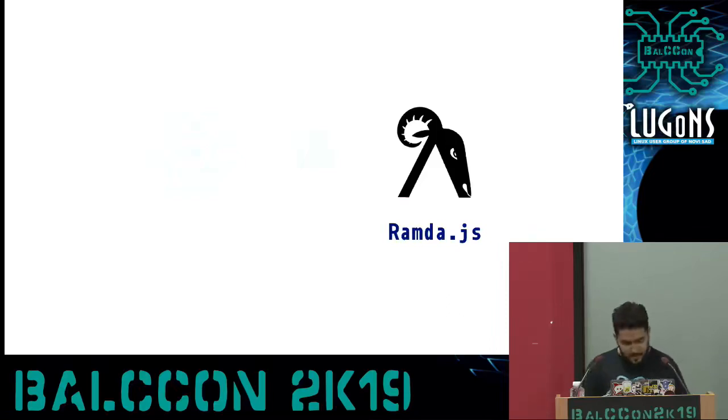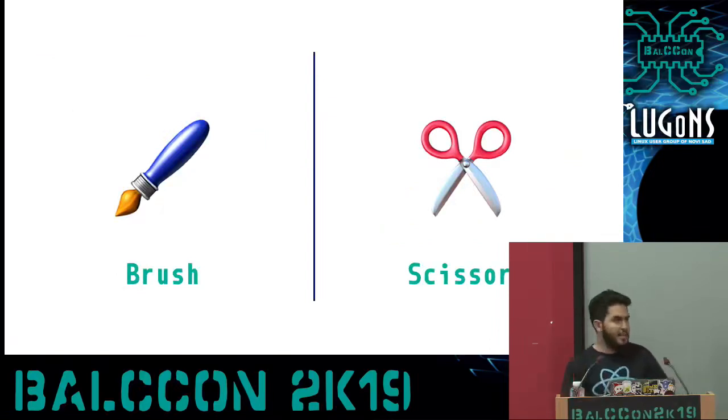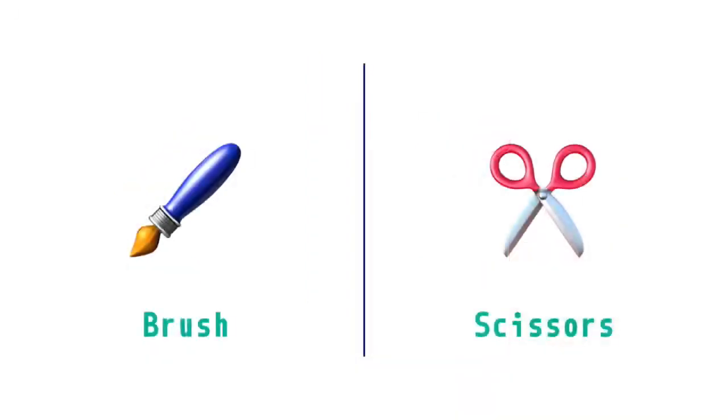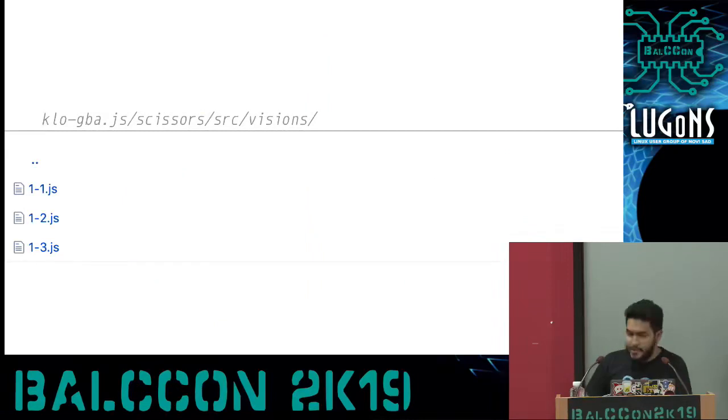I'll show you in a minute. A little bit about the architecture. So we really appreciate the idea behind monorepos, and we applied this in CloudGBA. So we have two projects, which are Brush and Scissors. Brush is responsible for the UI. So basically Brush is the React app that renders the tile map and all those things. And Scissors is the one responsible for handling the game ROM. So this is the one that extracts data from the run and all of those. And in Scissors is where we store the definitions for each level.